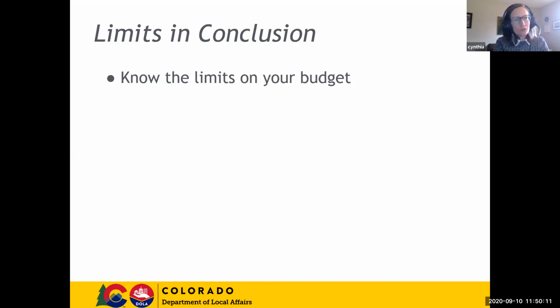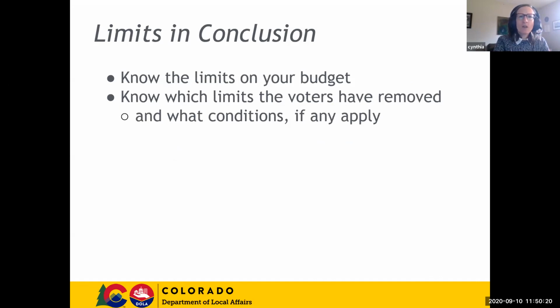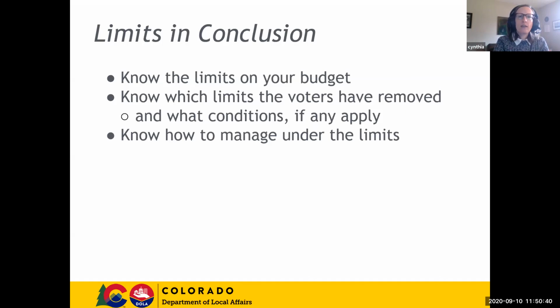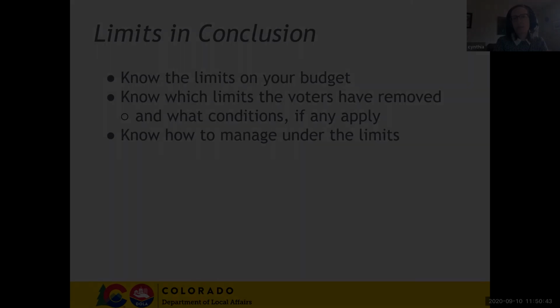So in conclusion, with 10 minutes to spare, know and understand the limits on your budget and what limits maybe no longer apply, maybe because voters have removed them. And if voters have removed certain limits, they've probably placed other limits, or conditions on those voter approvals, if any, and that would be in ballot language. And then how to manage underneath these limits.